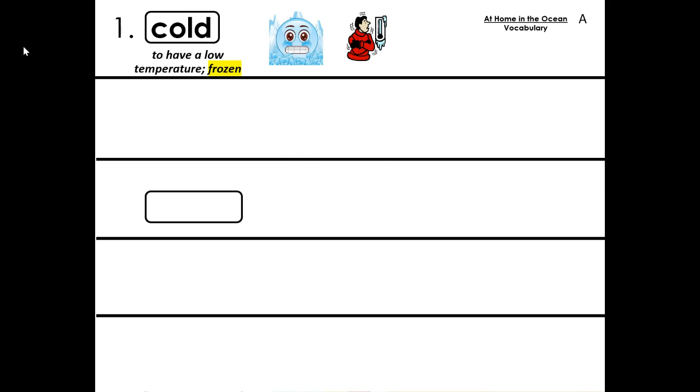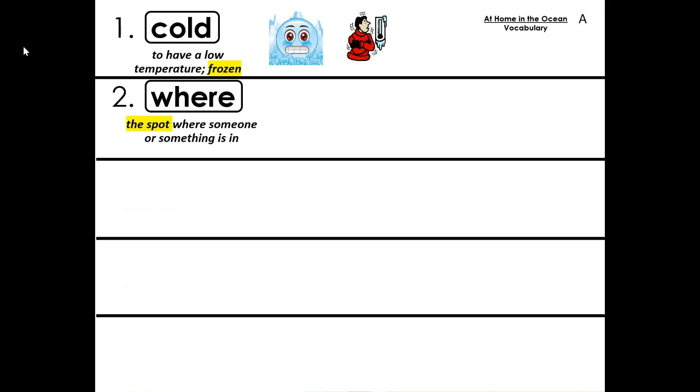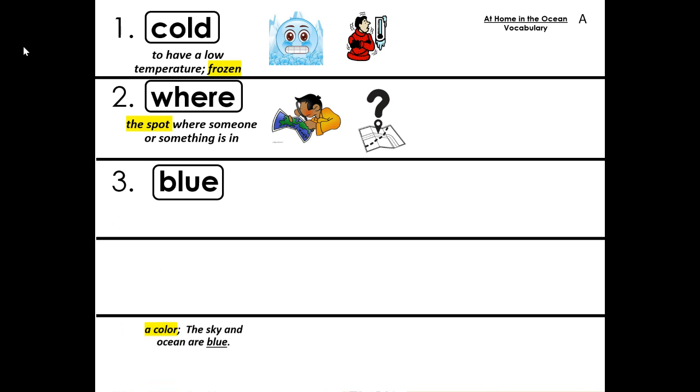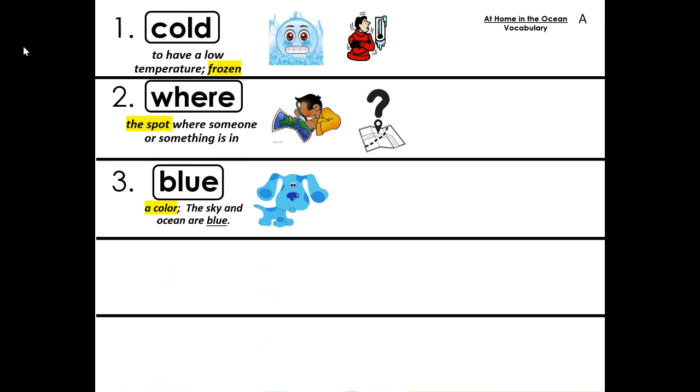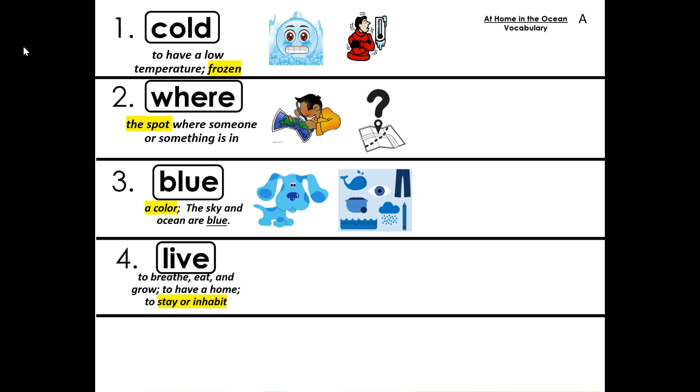So let's review our vocabulary and sight words because you may use those words when you are talking about the main idea and important details from the text. Number one, cold, to have a low temperature, frozen. Number two, where, the spot where someone or something is in. Number three, blue, a color, the sky and ocean are blue. Number four, live, to breathe, eat, and grow, to have a home, to stay or inhabit.